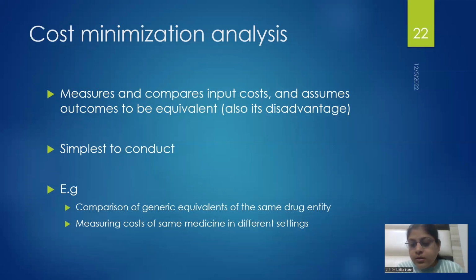The outcome is measured in chemically equivalent products, that is drug therapies, and cost is measured in dollars. It is simplest to conduct a comparison of generic equivalents of the same drug entity, measuring the cost of the same medicines in different settings.